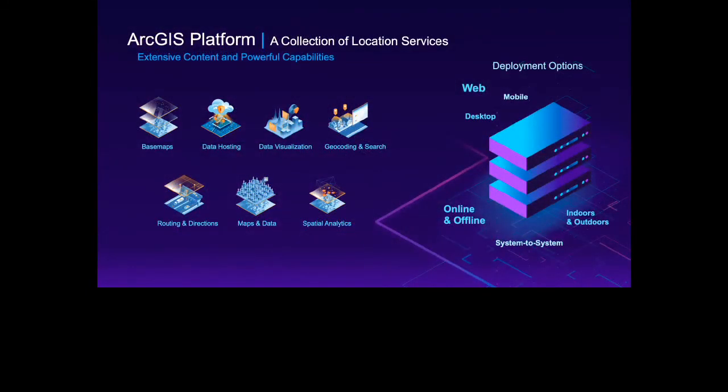So we've taken a tour through some powerful location services in the ArcGIS platform. We talked conceptually about how to use GIS as a framework for racial equity and social justice. All of these services can be used in many different deployment patterns, including the web, mobile devices, desktops, and even system-to-system integration. And the base maps, powerful data visualization, routing, geocoding, spatial analytics tools, all can be used offline or online, indoors or outdoors.